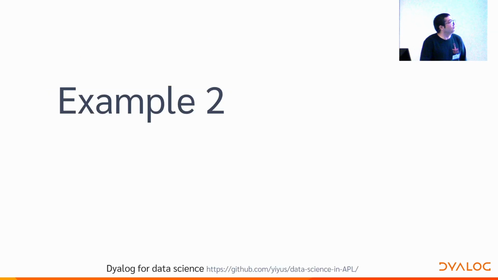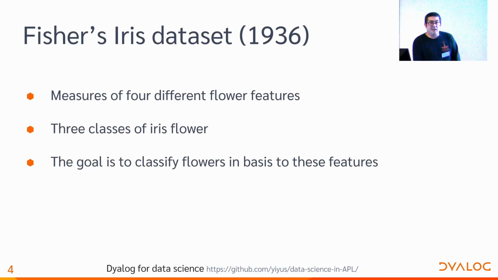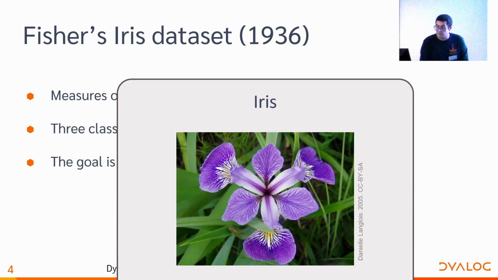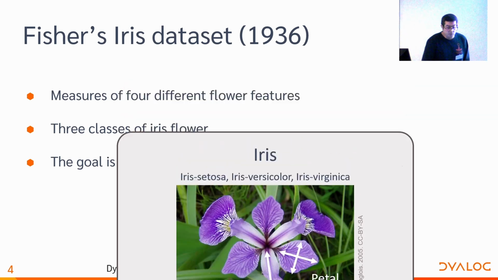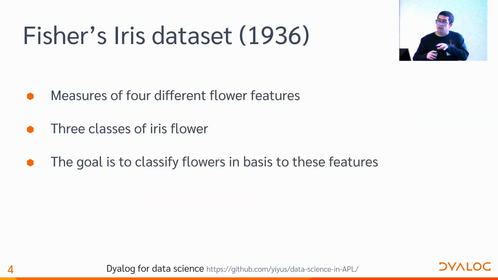We are going to talk about flowers now, about iris flowers. This is an example of the iris flowers, and iris flowers have petals and sepals. And Ronald Fisher, he was a British botanist, and in 1936, he measured the length and the width of the petal and sepal of 150 iris flowers and classified them in different species. And since then, this data set has traditionally been used in statistics before and in data science nowadays. And the goal here is to see if we can correlate these features that Fisher measured with the class of the flower.